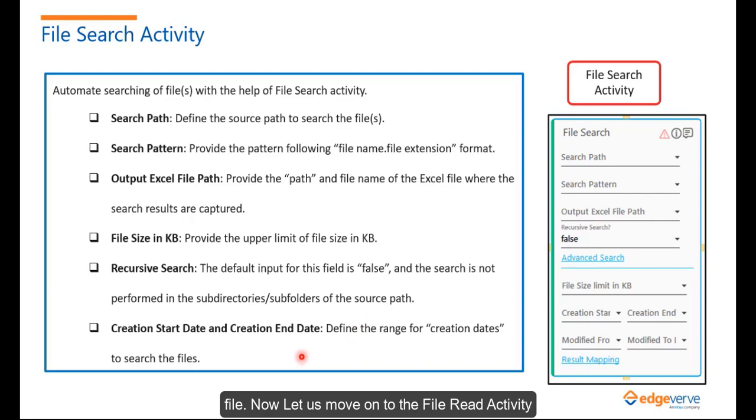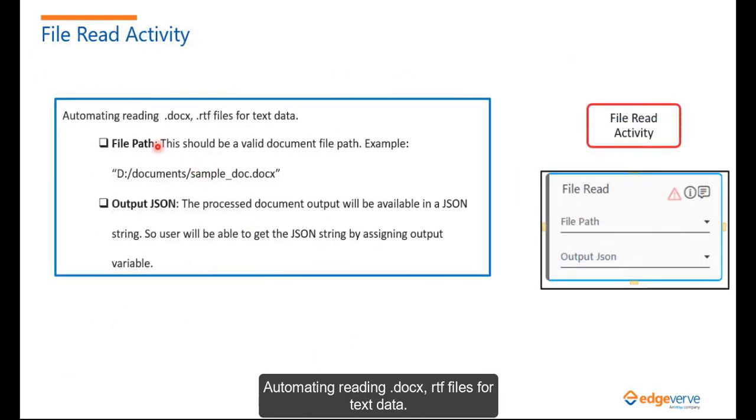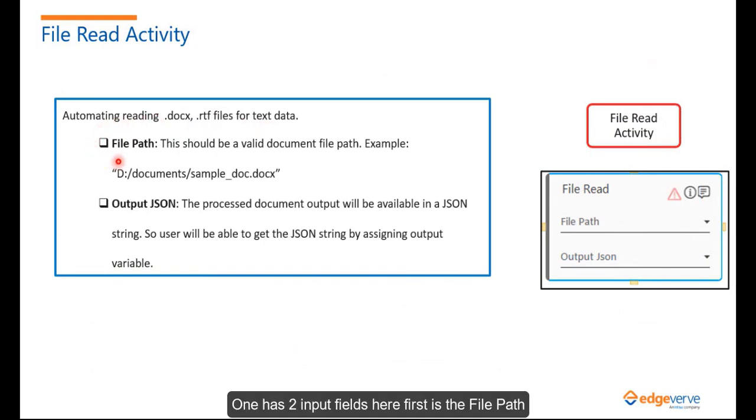Now, let's move on to the file read activity. Automating reading doc and RTF files for text data. You have two input fields here. First is the file path. This should be a valid document file. For example, you have D drive documents sample_doc.docs. So you have file name followed by a file extension. Next is the output JSON. The processed document output will be available as a JSON string. So the user will be able to get the JSON string by assigning the output variable.